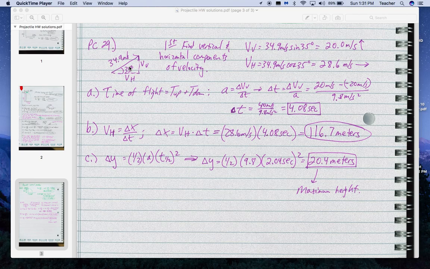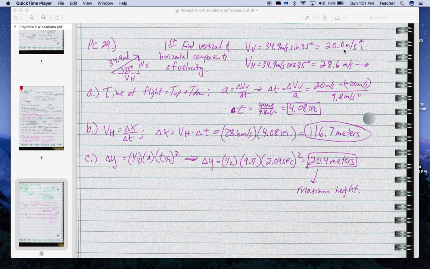34.9 meters per second at a 35-degree angle from the horizontal. So I drew a little picture over here. And even though it didn't ask for that, I found the vertical and horizontal components first. Vertical component was 20 meters per second, horizontal component 28.6 meters per second. So the time of flight is equal to the time up plus the time down. There's a couple ways you could have done that.